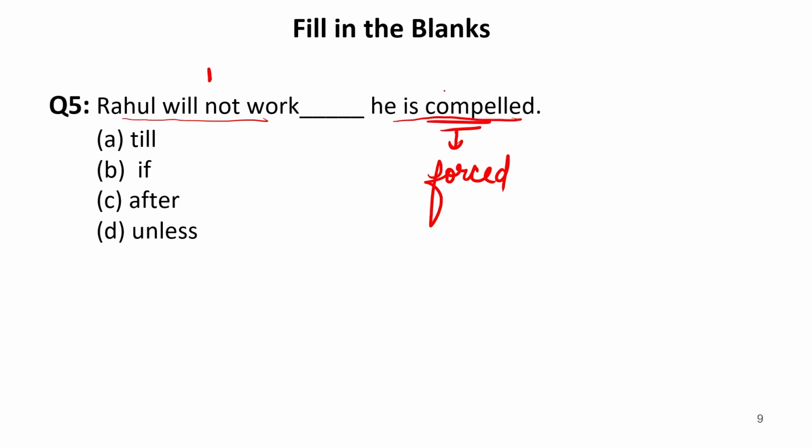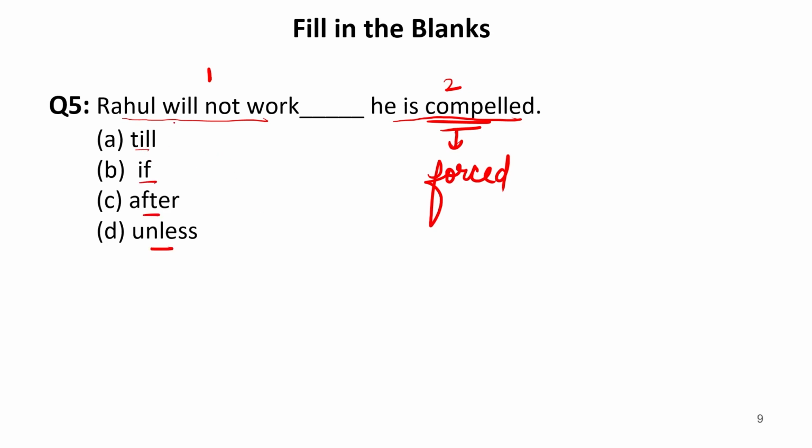He is compelled is the second clause. Now in this sentence, Rahul will not work, this is negative. It means he will not work. It means there is a condition of his working. In the next clause it is written, he is compelled. It means till the time he is compelled. Now, if we see the options, here we have option till, if, after, unless.